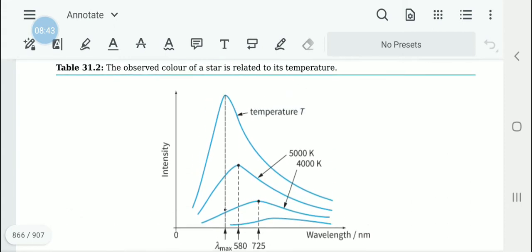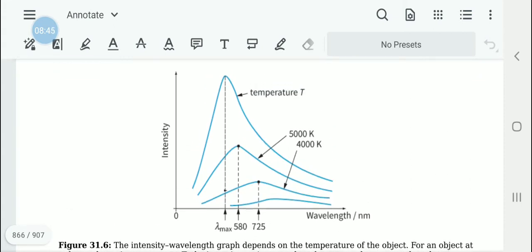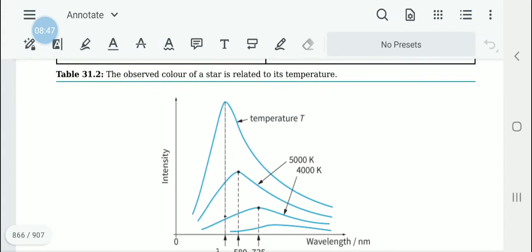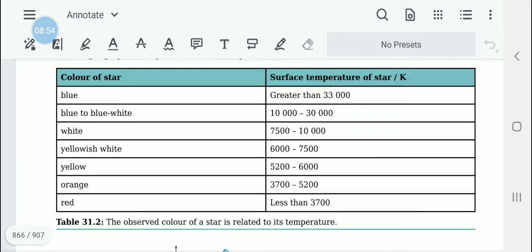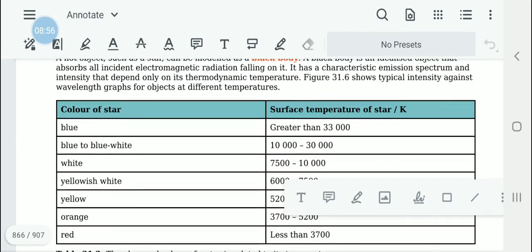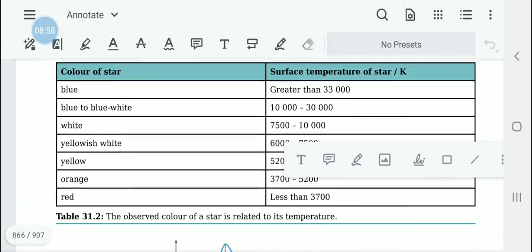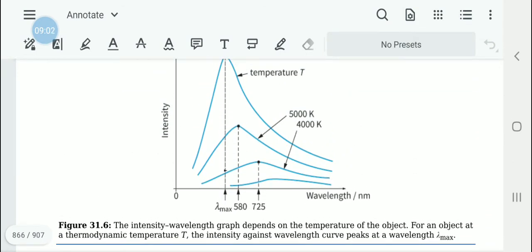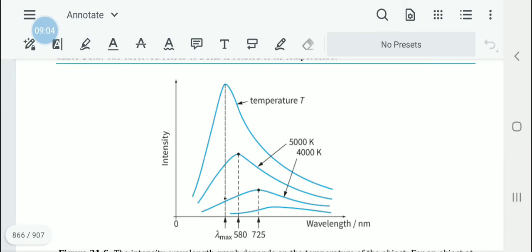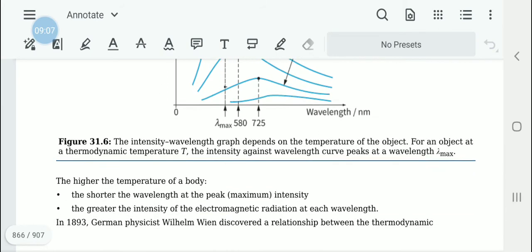So as you can see here, the observed color of a star is related to its temperature. This is what is shown here. Then here it is going to be intensity against wavelength graphs for objects of different temperature. Intensity against wavelength graph. So I hope this makes sense.